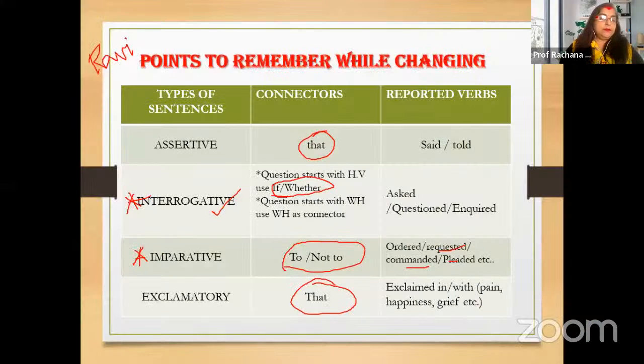Rahul, yes, somebody wrote. Aditya has written, Rahul exclaimed with happiness that they won the match. Yes, perfect, Aditya. That's the answer which I was looking out for. Rahul exclaimed with happiness that they won the match. That is the right answer. So I hope that much is clear about the different types of sentences which we have. Four different types of sentences and how do we change them? Now coming to the next one.